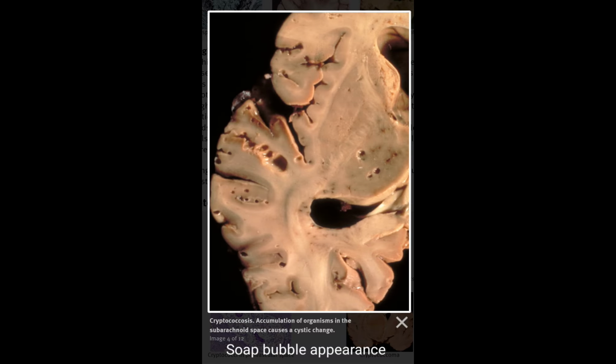Then this is a gross specimen of cryptococcosis. Accumulation of organisms in the subarachnoid space causes cystic change. So when the organism, the Cryptococcus, accumulates in the subarachnoid space, it causes cystic changes, and the classical appearance we get is a soap bubble appearance. It looks like soap bubbles.